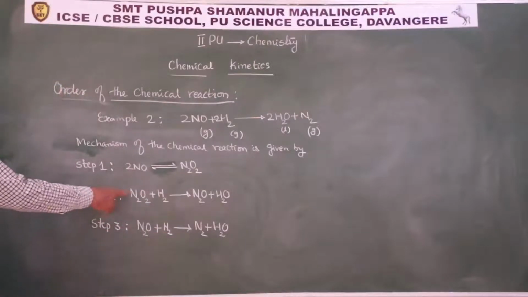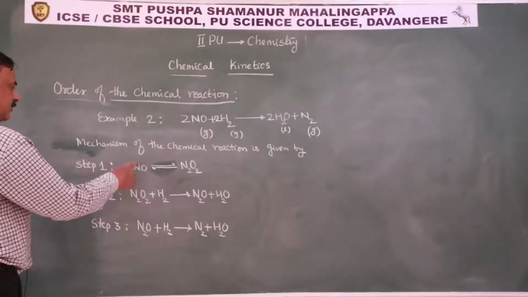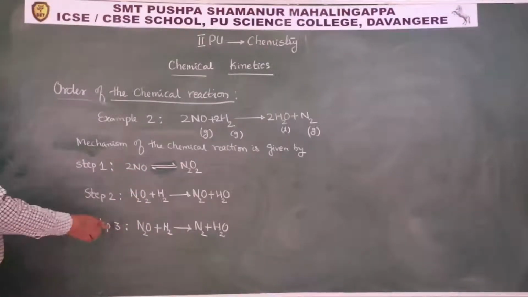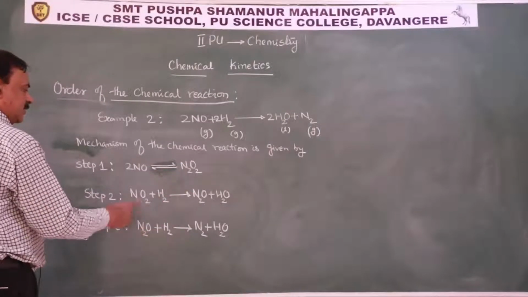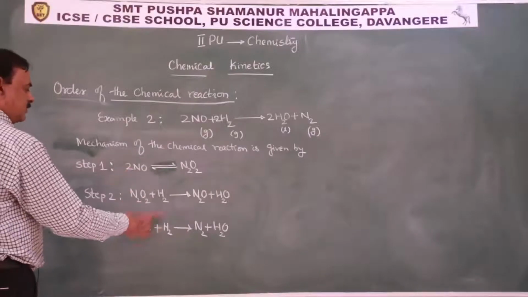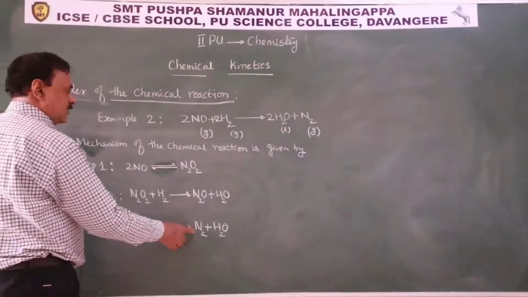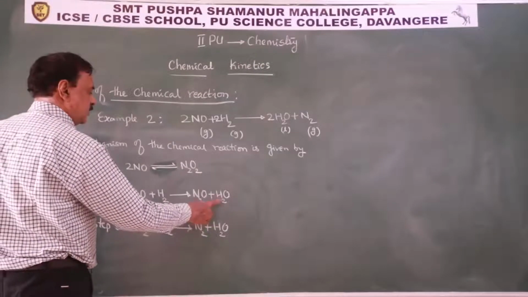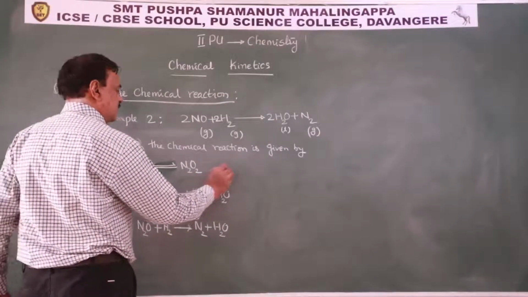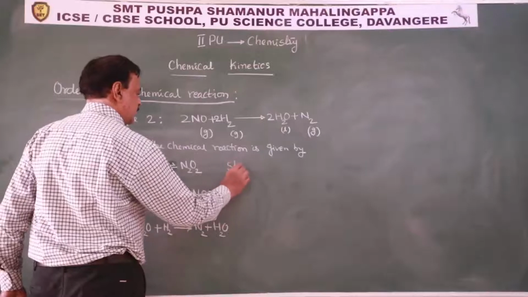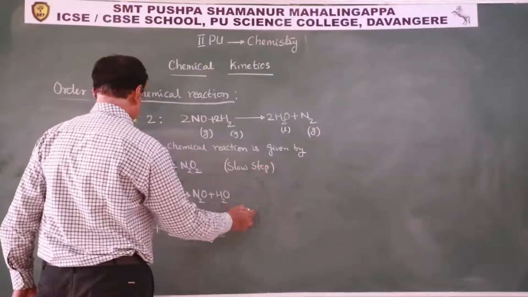Now add equation number 1, 2 and 3. N2O2 gets cancelled, N2O gets cancelled. Therefore 2NO plus 2H2 gives N2 plus 2H2O, H2O plus H2O. But there is a slowest step of the chemical reaction. This is the slow step.